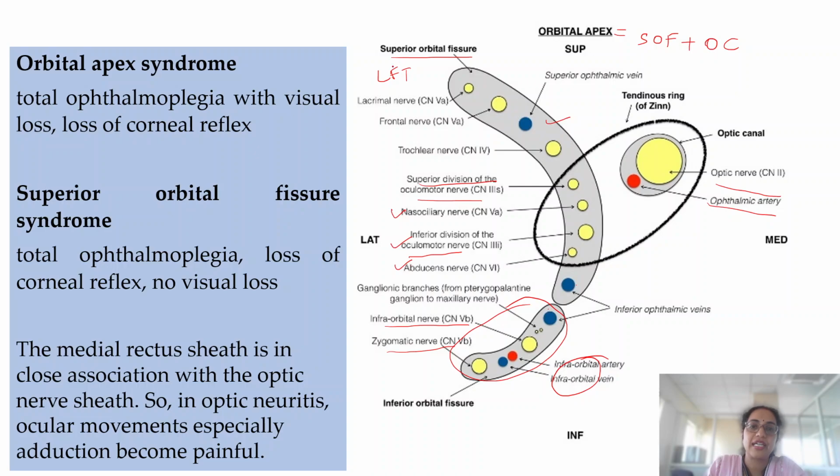So what is orbital apex syndrome? This is total ophthalmoplegia with visual loss and loss of corneal reflex.